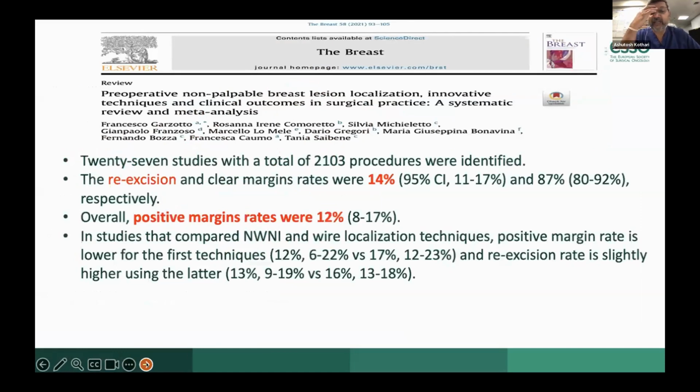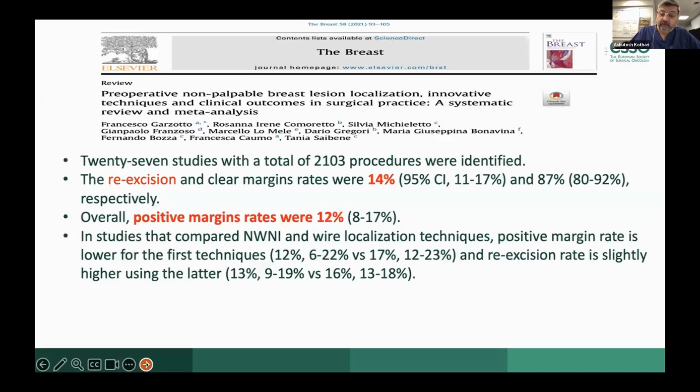If you look at this meta-analysis, although it's old, I think most of us can identify with the figures quoted here. The re-excision rates were between 14% and in certain series even higher. If you look at the confidence intervals, it goes up to 17. Following an excision, margins were positive in about 12%. So we are going back, and some patients will have 2 surgeries, sometimes even 3.